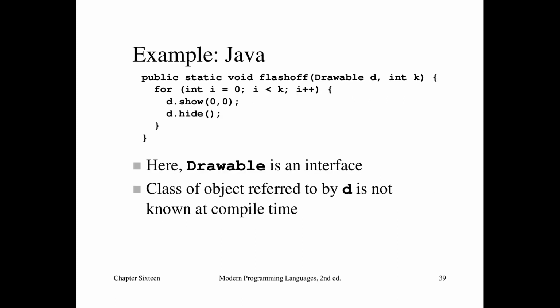And so, for example, here we use the drawable interface, which we talked about when we were talking about inheritance and capabilities of Java and Java 2. So drawable had a bunch of different methods, 2 of them were show and hide. And basically, flash off becomes a polymorphic method because it takes in an interface or abstract type drawable that we can call these methods show and hide on, right? Even though we don't know when we define this method the exact type that d will be. We just know that it's some type that implements the drawable interface.